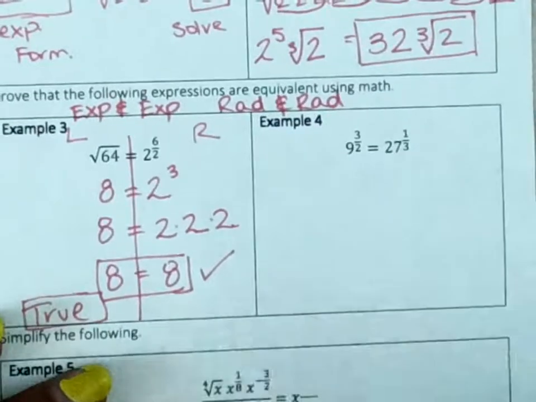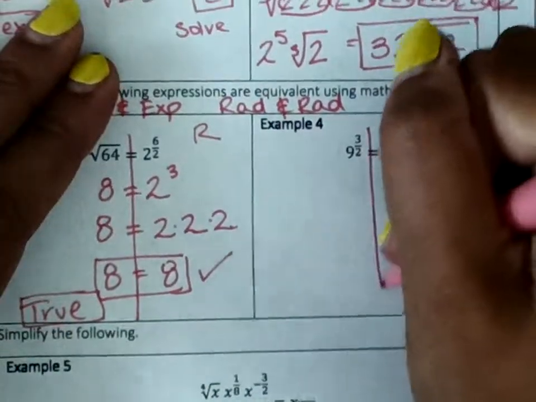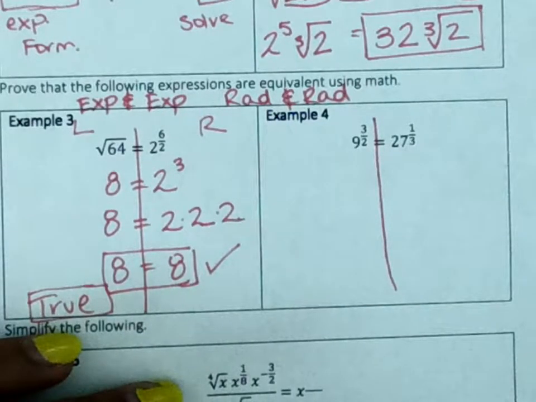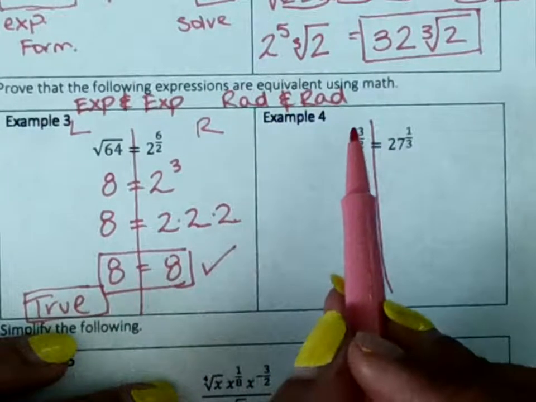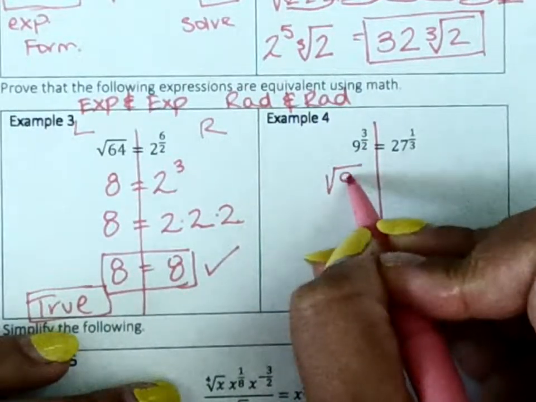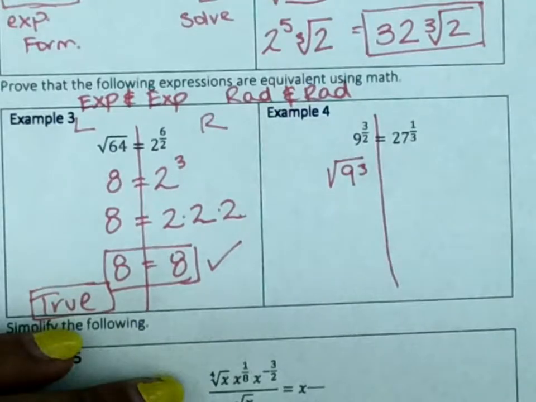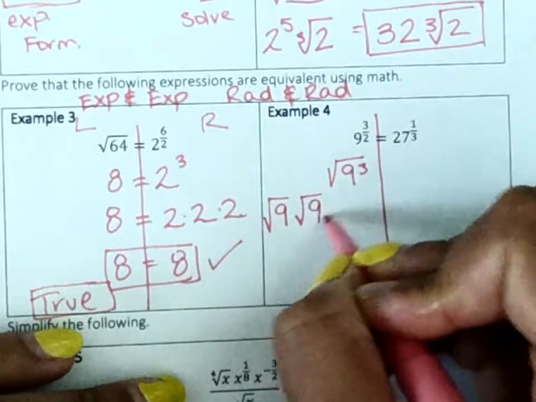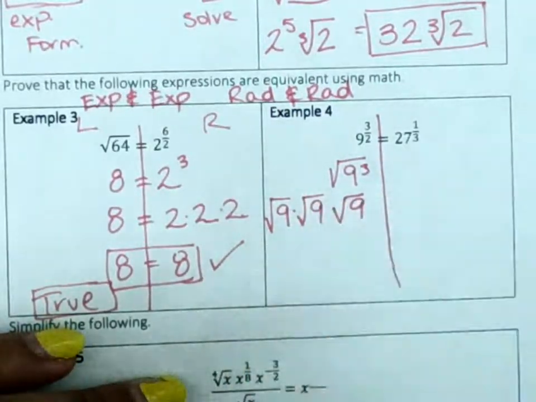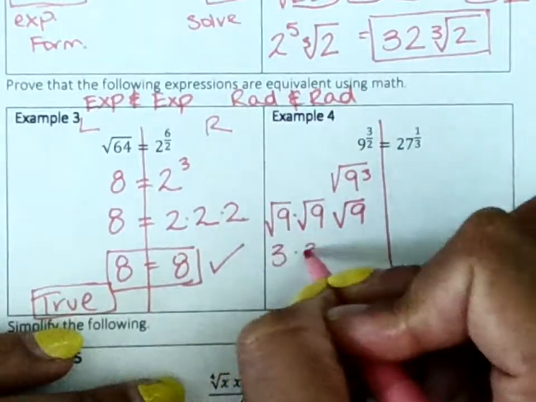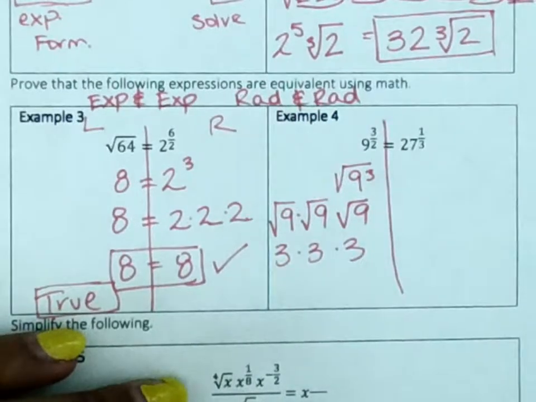In example 4, we're going to do the same thing. In this case, it's going to be easier to evaluate if we put them in a radical. So I'm going to convert this to radical form. We have the square root of 9/3. This also means we could take the square root of 9 and multiply it by itself 3 times. I know that the square root of 9 is 3, so each of these can be simplified to 3.